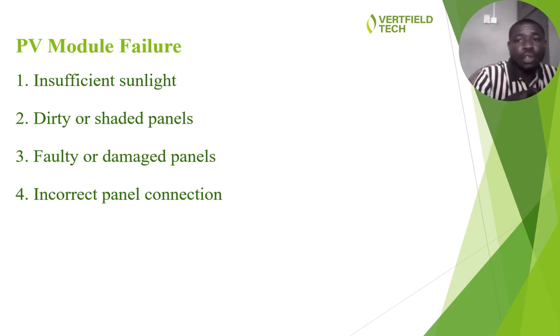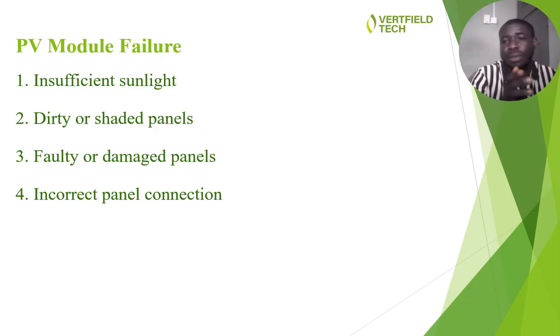So when you do not have sunlight in your location, your PV modules might not be able to produce enough energy for you to use. We could also talk about the angle of incidence and the angle of tilt, which are also great factors that lead to PV module failures. Dirty or shaded panels will not produce your energy for you, and it will lead to PV failure.